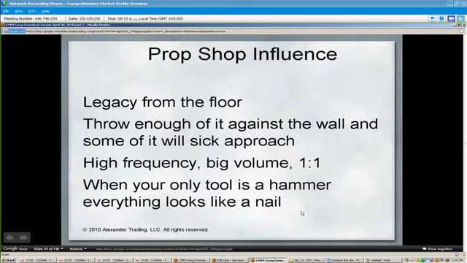And we have floor traders that are honest that will tell you that when they're off the floor, they don't have a clue any more than you do what's going on. And they're just as likely, if not more likely, to blow up than you are because they're used to trading such huge size. So get away from this high frequency, big volume, 1 to 1 or worse trading. It can't be done. Let somebody else do it.